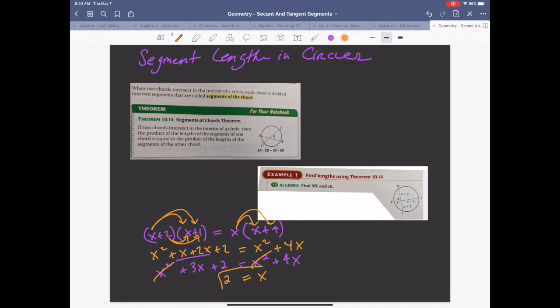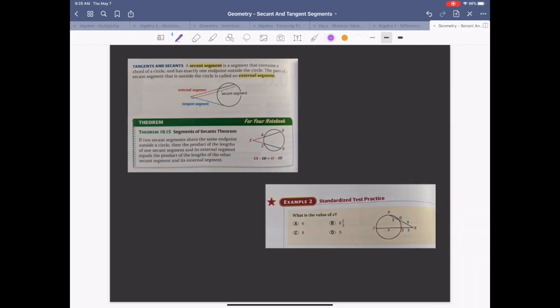So x is 2. But what they're actually asking for is the length of ML and JK. So ML is x plus 2, which is 2 plus 2, plus x plus 1, which is 2 plus 1. And that's 2 plus 2 is 4, plus 2 is 6, plus 1 is 7. So ML is 7, and KJ is x, which is 2, plus 2 plus 4, which is 2 plus 2 is 4, plus 4 is 8. So there you go. Next, tangents and secants.